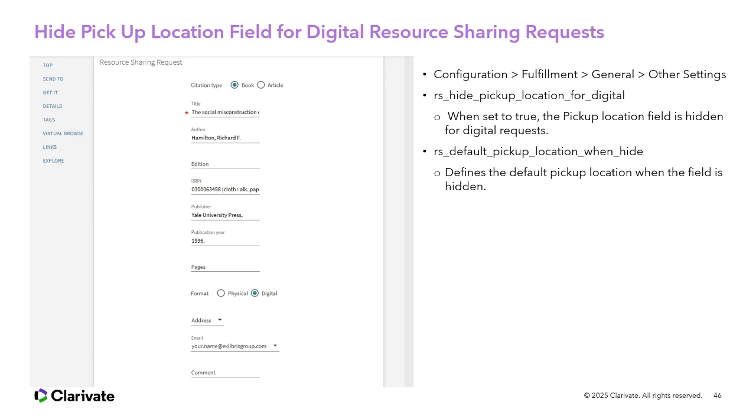Where should the default pickup location be behind? That can be done and determined behind the scenes so that your user is not prompted with a pickup location that is not relevant for the majority of these digital requests. So two different parameters to check and configure if you would like to no longer present the pickup location for digital requests. They are both found under configuration, fulfillment, general other settings.